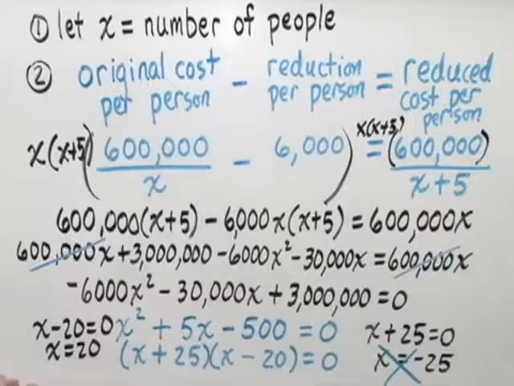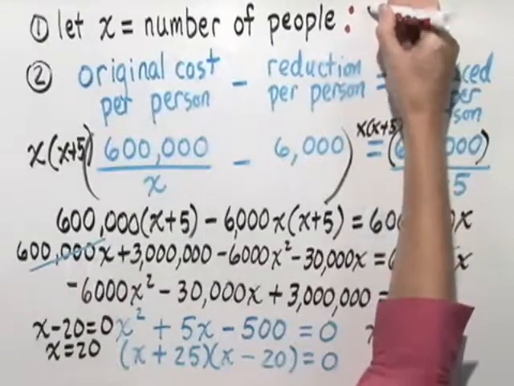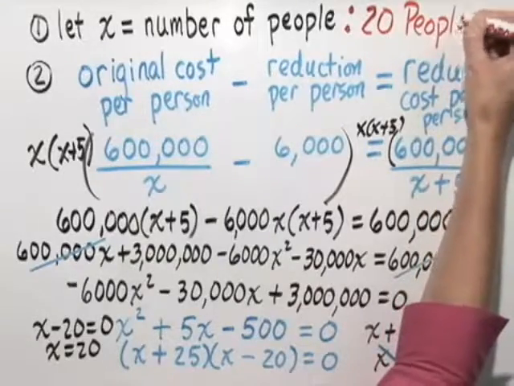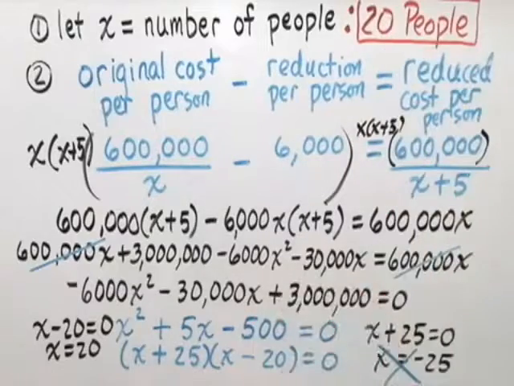So therefore, I'm going to write the answer up here on the top in red. If x is the number of people in the group, we can say that the answer to our question is that there should be 20 people in the original group, such that if they add 5 more people to the group, there will be a cost reduction of $6,000 per person.